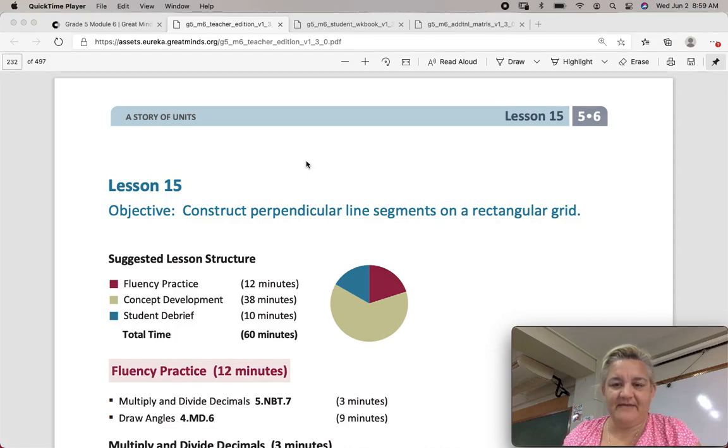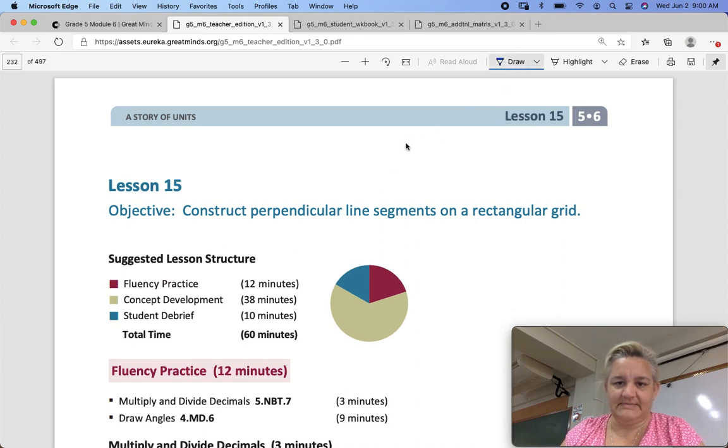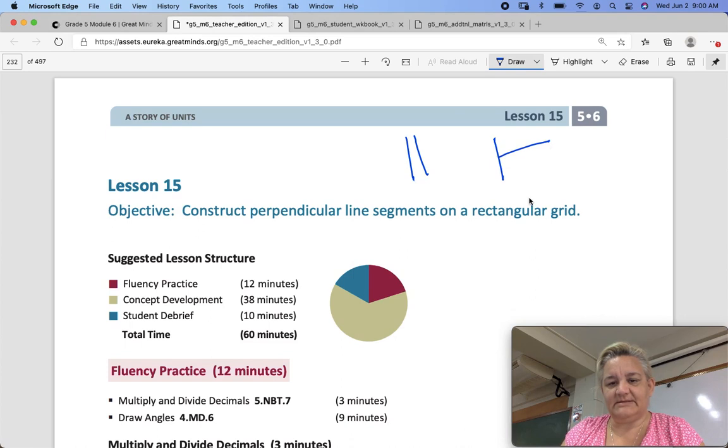This is Eureka Math Module 15, and today we are working with perpendicular line segments. The last couple days we've been doing parallel lines, which look like this. Now we're going to use perpendicular lines. Perpendicular means that they come together at a point, and that point is at a 90-degree angle.